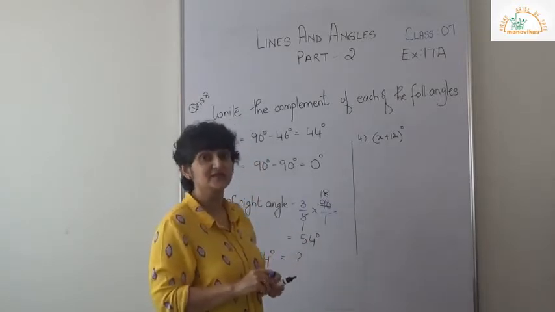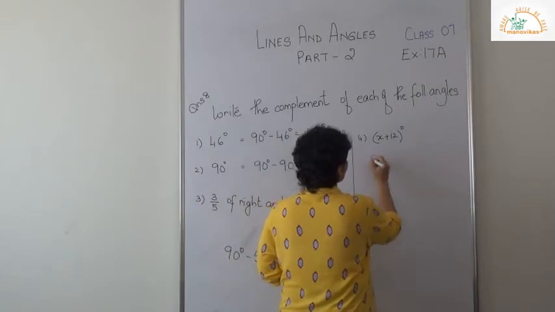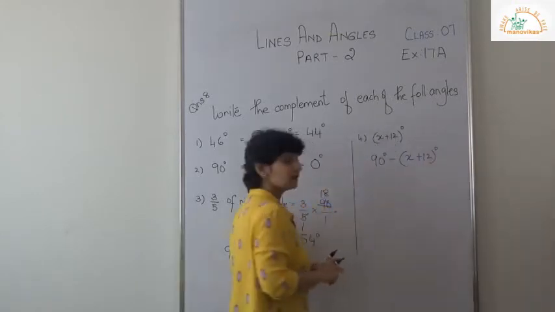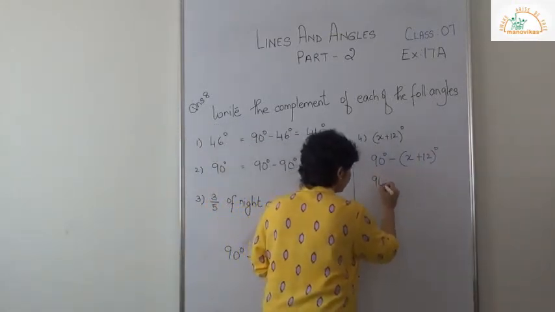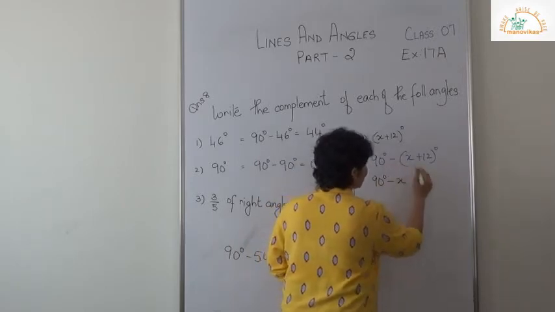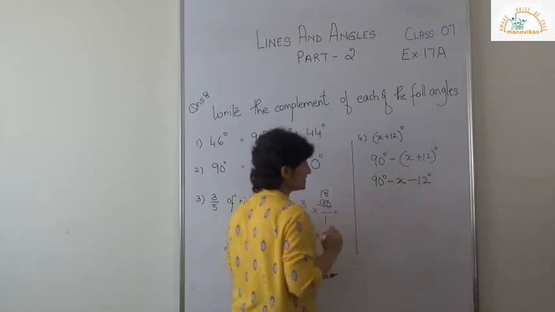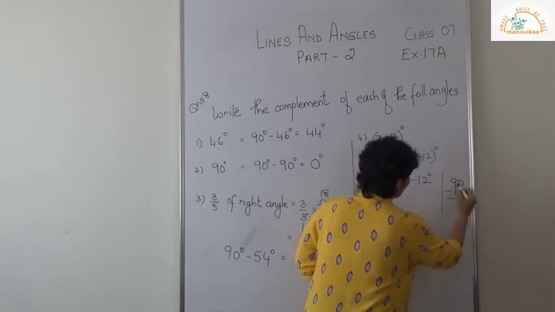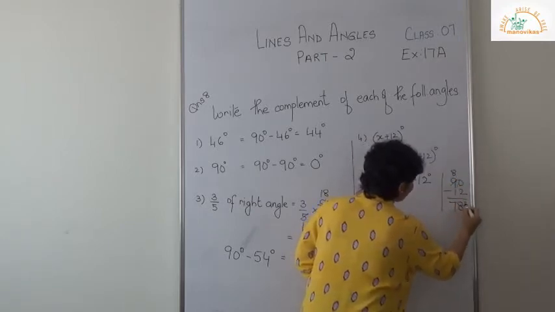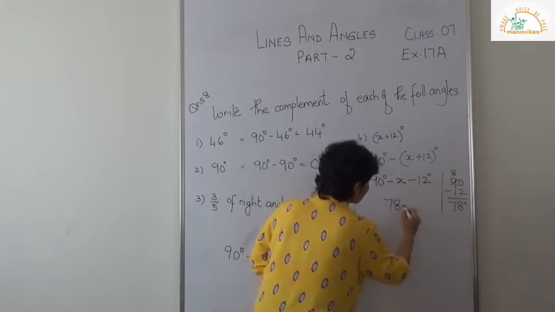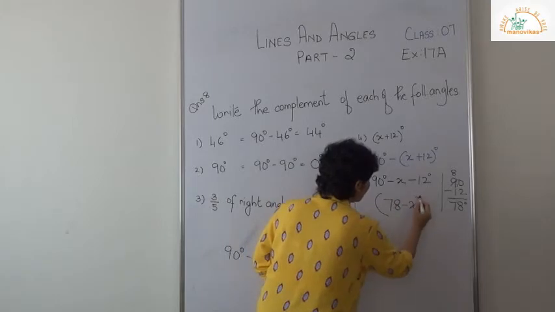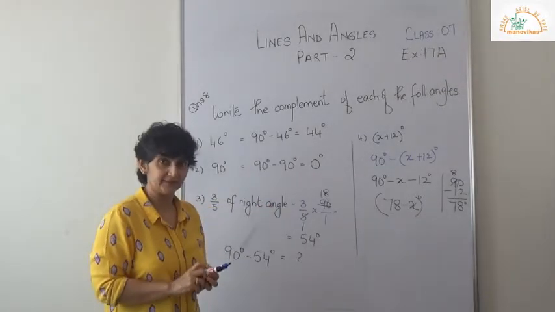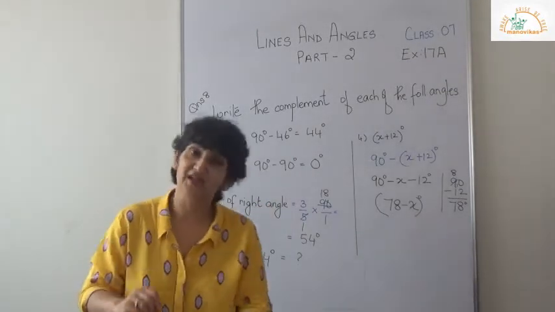x plus 12 degrees. How do I find the complement of this? This is going to be 90 degrees minus (x plus 12) degrees. Clear? So what do I do? 90 minus x, minus and plus gives me minus 12 degrees. Alright? So I know 90 minus 12, borrow 1, 8. So this will be 78 degrees. So this is going to be (78 minus x) degrees. Clear? (78 minus x) degrees. Have you understood? Let's try the fifth and the sixth sum.